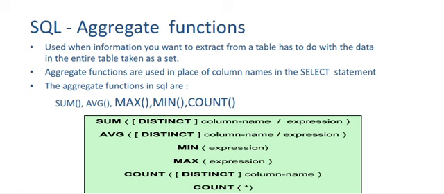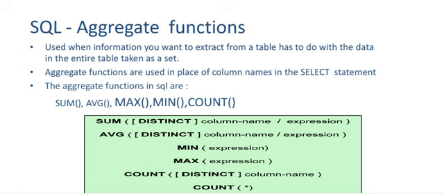Here the aggregate functions are used in place of column names in the select statement or select clause. Basically we have 5 aggregate functions in Structured Query Language. We'll see them one by one. The first one is sum of, average of, max of, min of, and the final one is count of. You can see the basic syntax here.